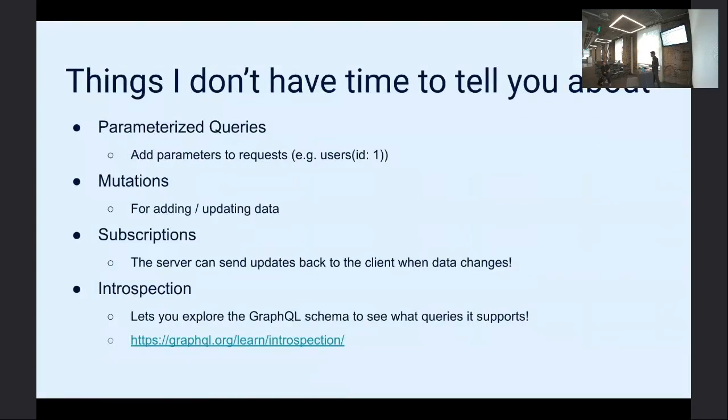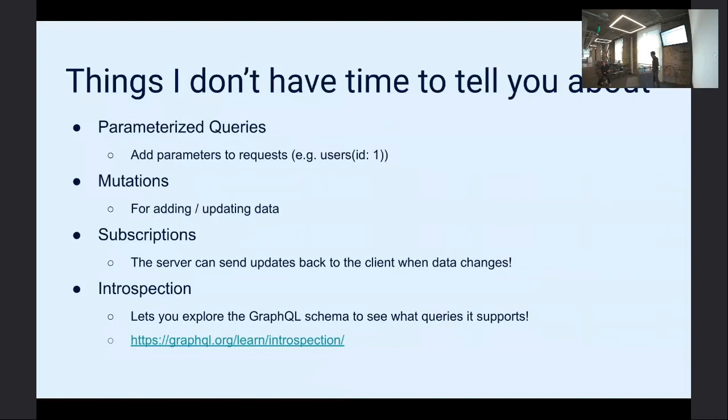These include parameterized queries. In regular old REST, you can do get /user/1. You can do the same thing in GraphQL, although it's really cool because you can specify the types of your arguments. So you can have a get users with a string name or an int ID, and that looks something like users ID1, and you'll get back that user, if you have implemented your resolvers for that query.